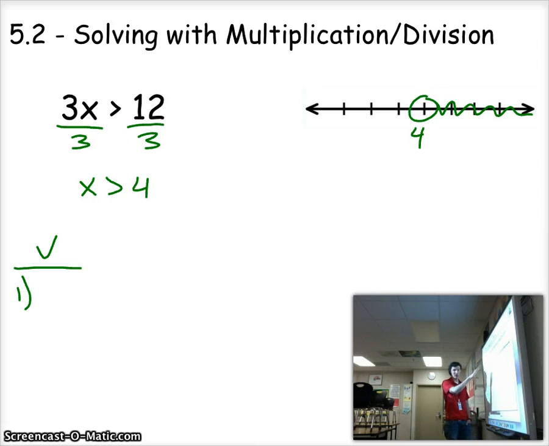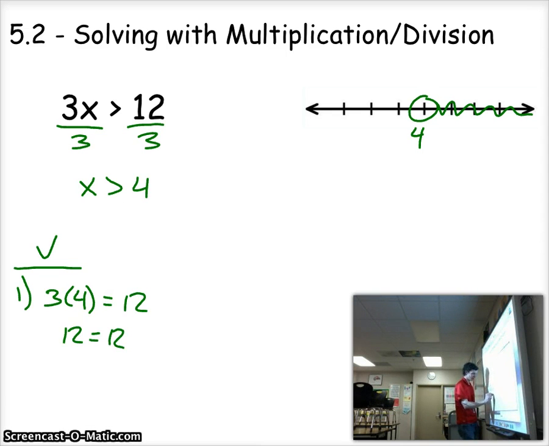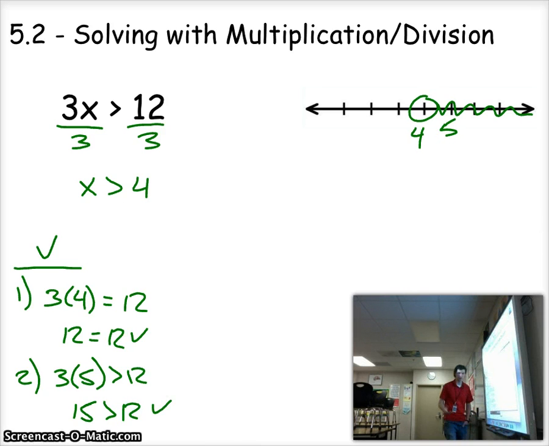Check 1, plug in 4 as our limit number, so 3 times 4, again change to equals 12. Well, 3 times 4 is 12, so that's correct. And then our second check, plug in any number here in our shaded region, let's go with 5. So 3 times 5 has to be greater than 12, and 3 times 5 is 15, so those both check out.